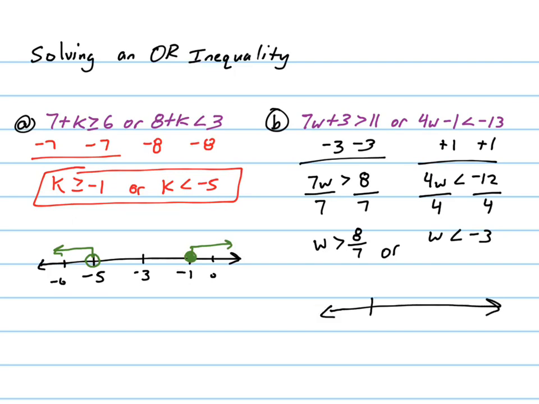All right, so we're going to go negative 3 is here. We'll put 0 here. And then we'll go 8/7 is here. So w is less than negative 3, so open circle at negative 3, going to the left. W is greater than or equal to 8/7, closed circle, going to the right.